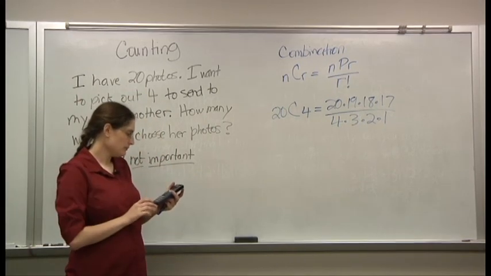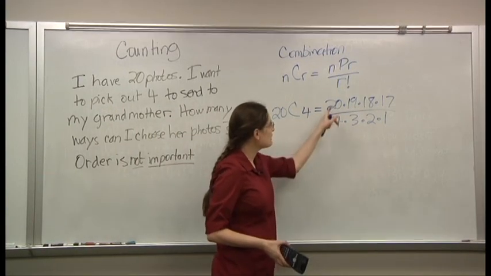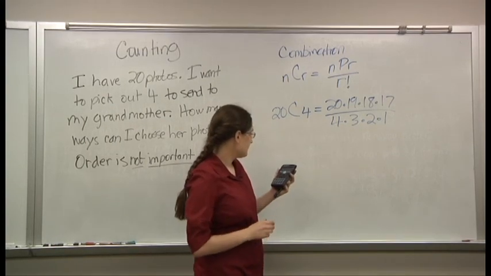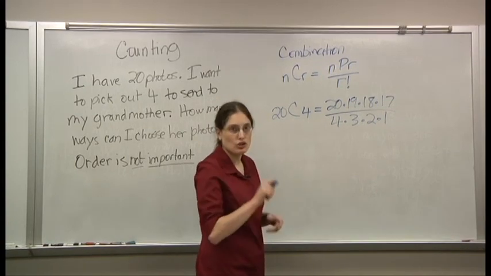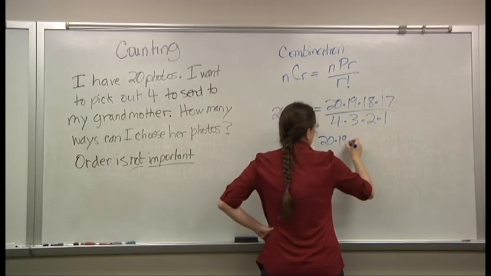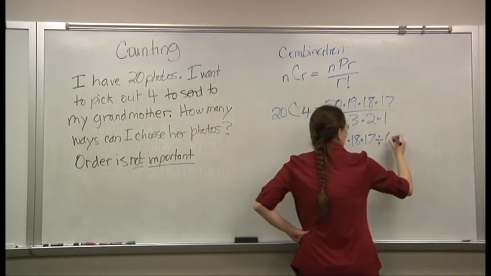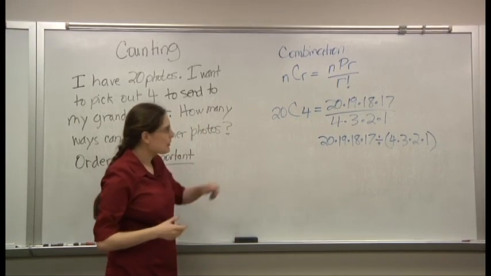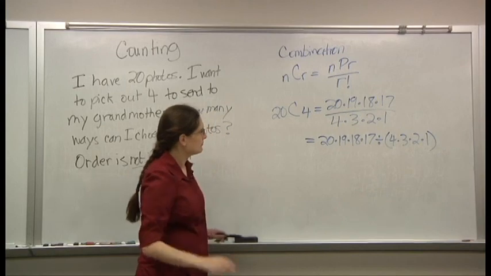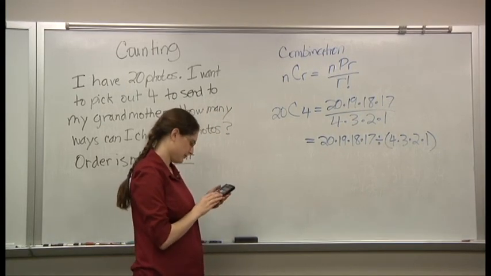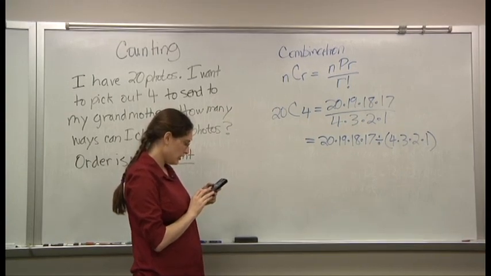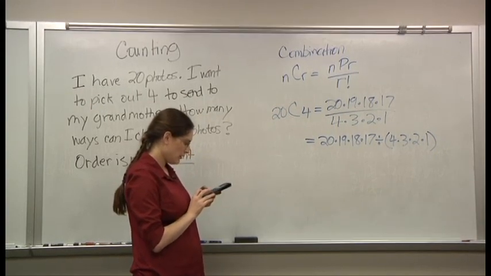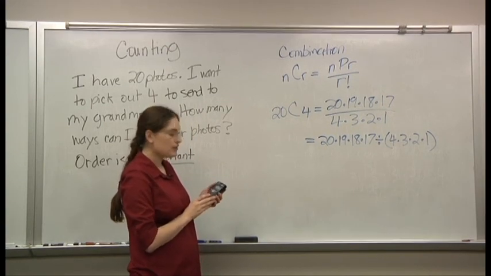So you can either punch in 20C4 or you can do the division. However, please be careful. If you want to punch this into your calculator, make sure you use parentheses. If you type it in like that, you'll get the right answer. What is the right answer? Let's find out. I'm going to use the combination. 20, shift key, no, 20, combination 4. 4,845.